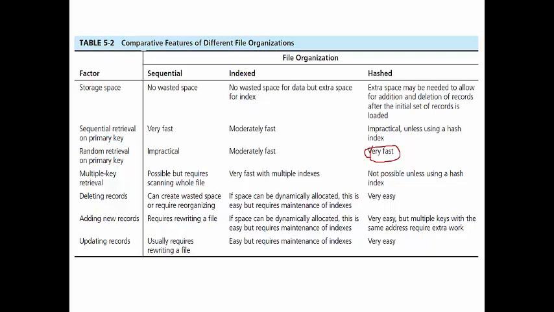Sequential retrieval by primary keys. Of course, the sequential file organization will be the best. This is moderately fast for indexed, the B plus tree, for example.